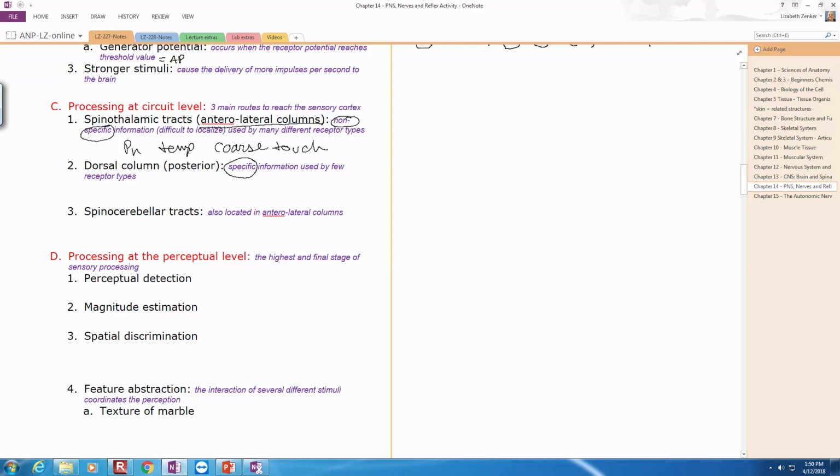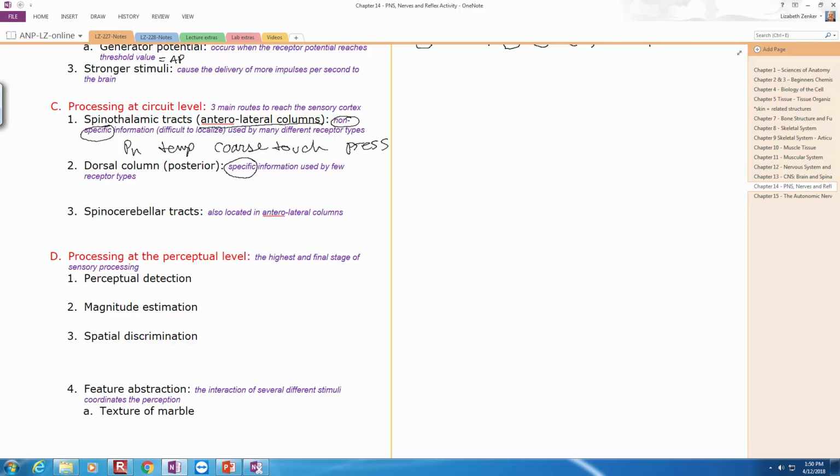Not very refined, not very specific. Think rough, like you grab somebody versus you gently touch somebody. That'd be like a coarse touch. And pressure. Okay, so those would be spinothalamic, non-specific types of sensory information.